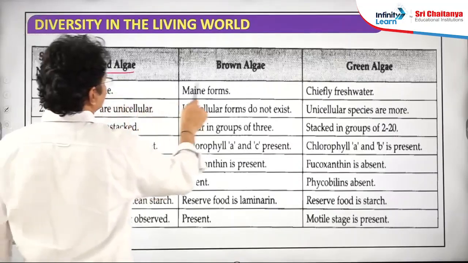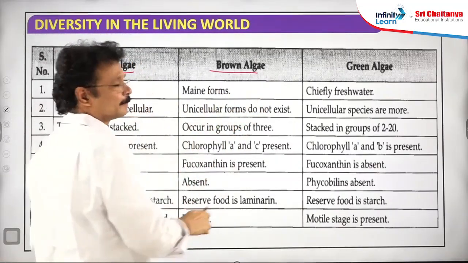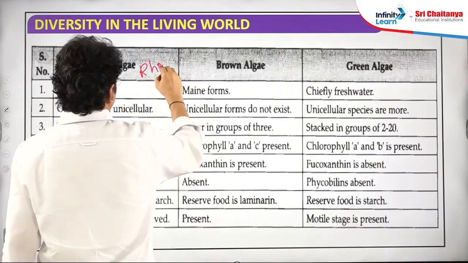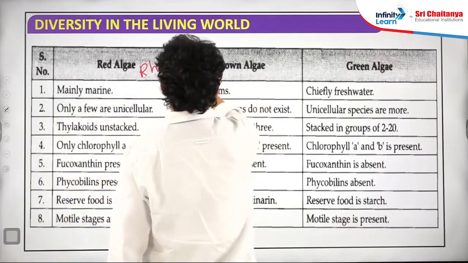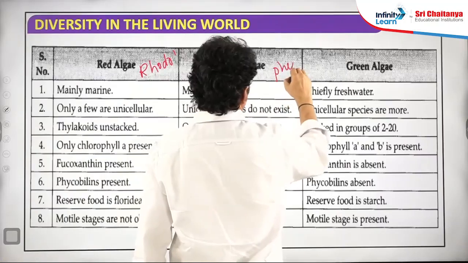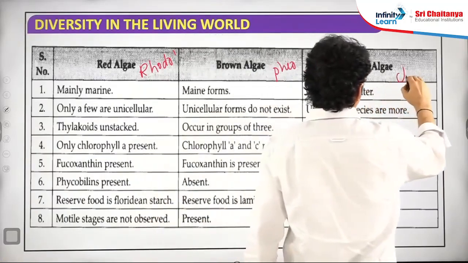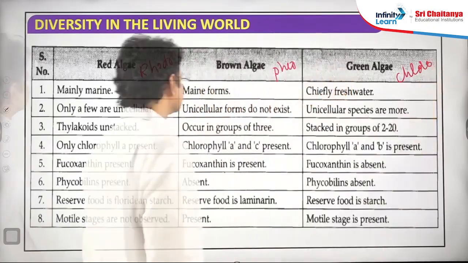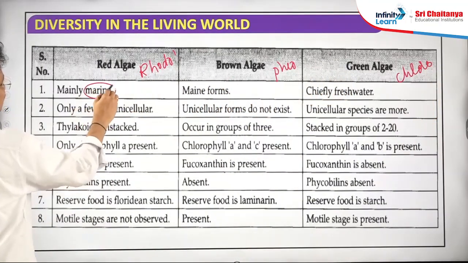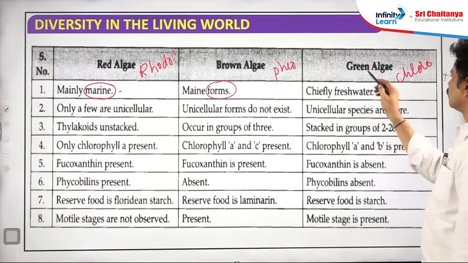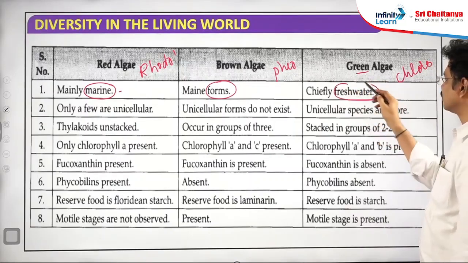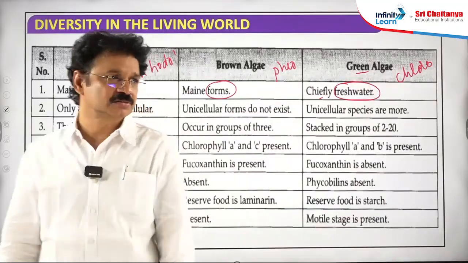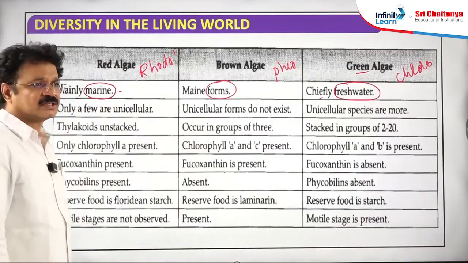Red algae, brown algae, green algae. Rhodophyceae, phaeophyceae, chlorophyceae. Habitat: marine, seawater, salt water. Most of the green algae are freshwater, chiefly freshwater. Compare the account, second point. Next, coming to the third point.